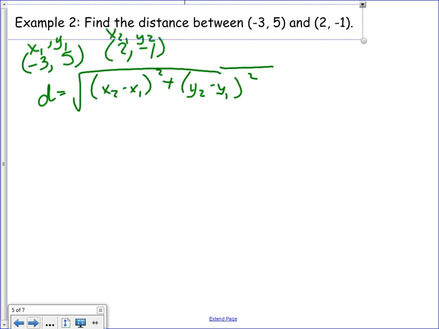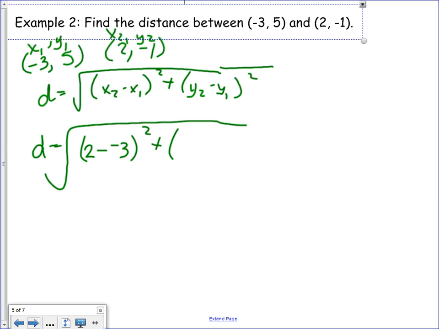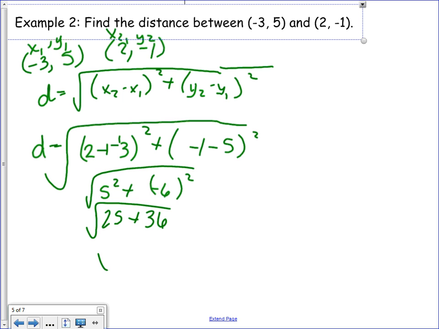So now we have the distance equals the square root of 2 minus negative 3 squared plus negative 1 minus 5 squared. This will be 5 squared plus negative 6 squared, which is 25 plus 36. So we want the square root of 61. It doesn't come out to a perfect number, so we're just going to keep the distance as the square root of 61.